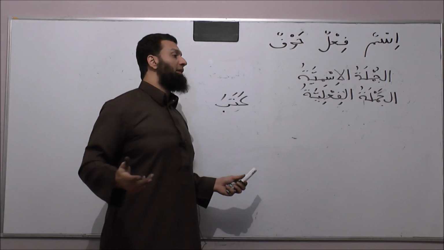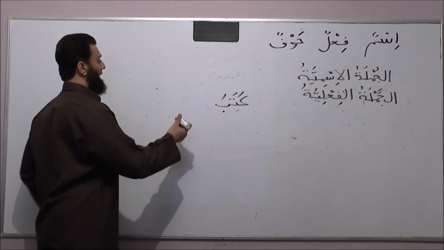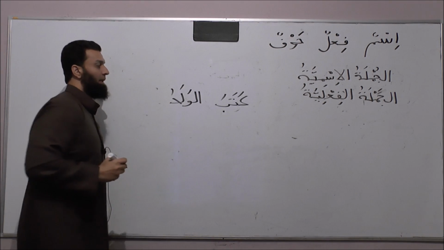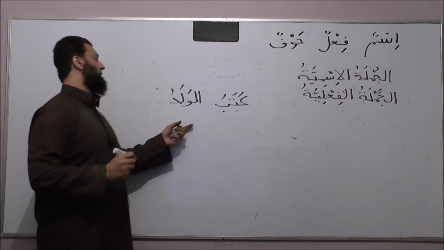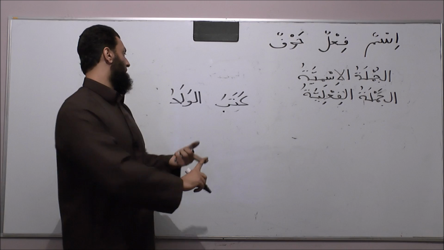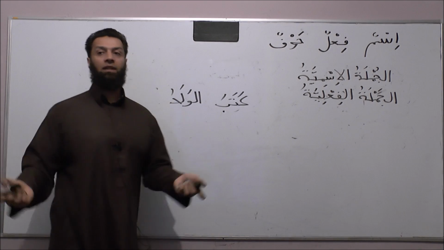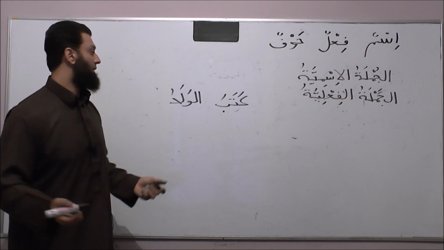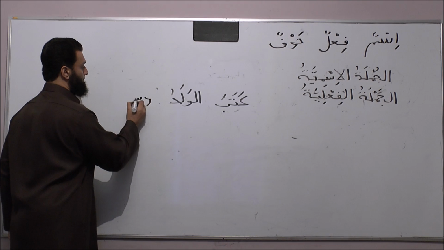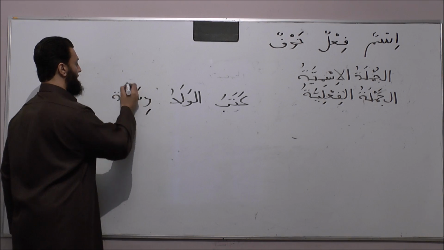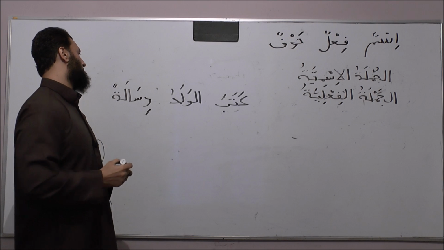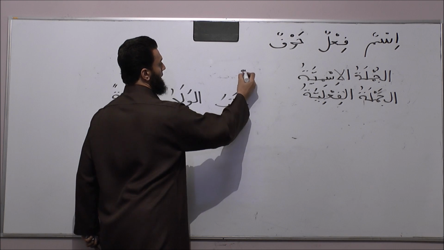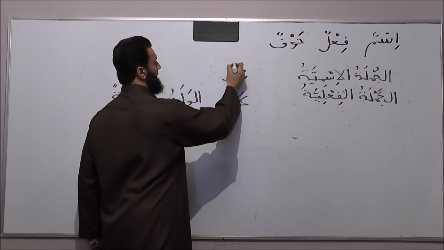The next logical question is, well, who wrote? We'll say al-waladu, the boy. Kataba al-waladu. That's the first question: who wrote it? The answer is al-waladu. What did he write? That would be the second logical question, and we would say a letter, risalatan. Kataba al-waladu risalatan.